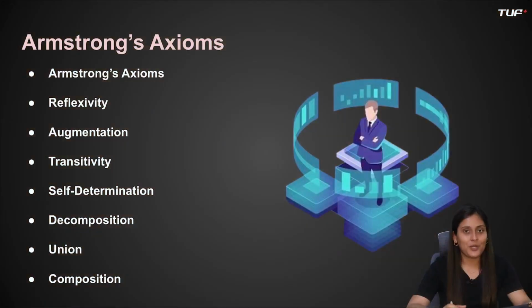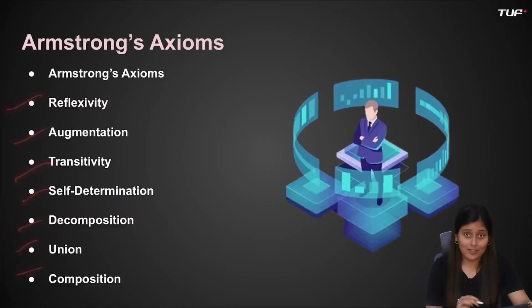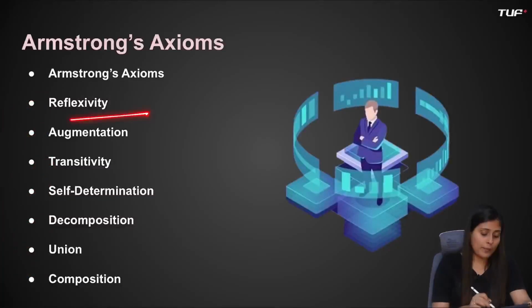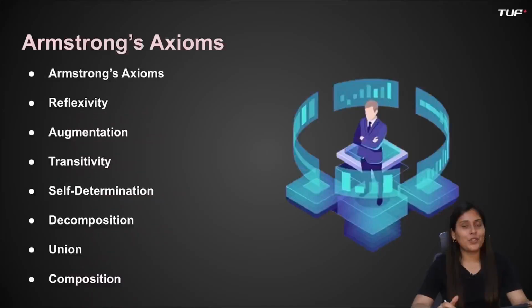Hi all, welcome back to another lecture of DBMS, and in this lecture we will learn about Armstrong axioms, in which we will learn about 7 different types of inference rule which we were talking about in last lecture: reflexivity, augmentation, transitivity, self-determination, decomposition, union and composition. So stay tuned for the video, and this video is going to be very interesting and important.